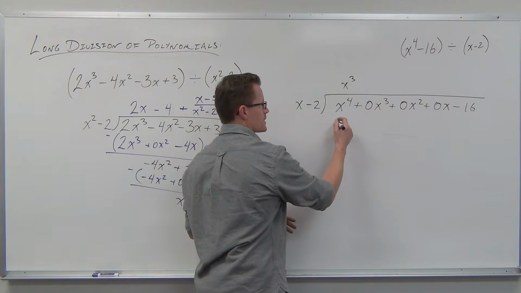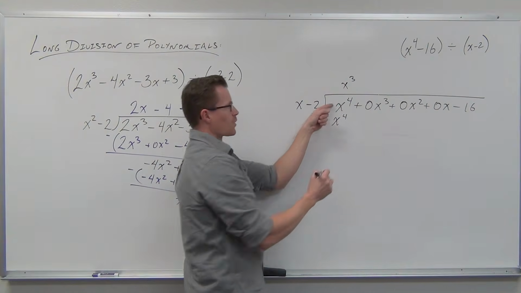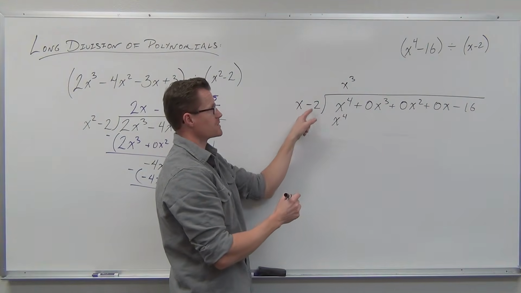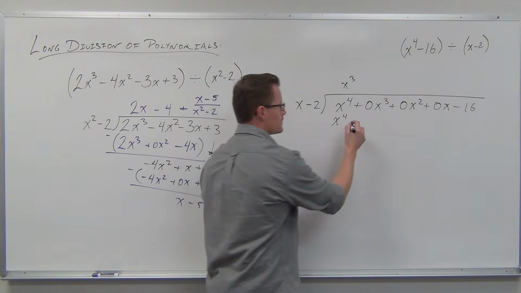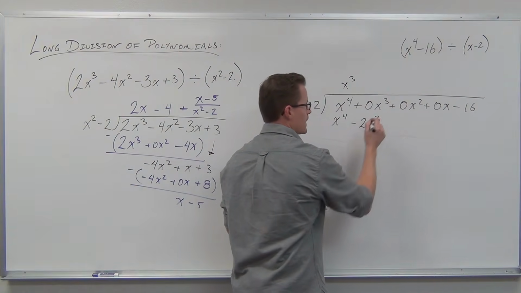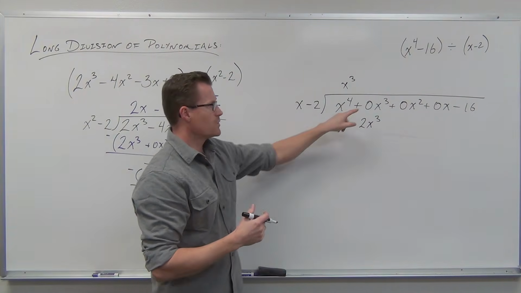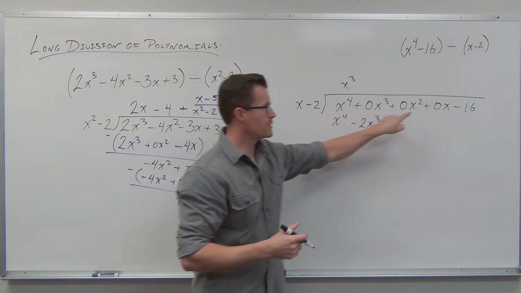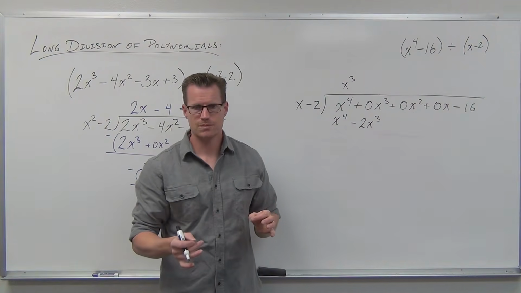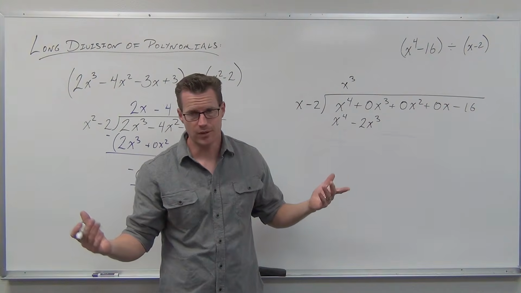So x to the third times x is x to the fourth. I'm checking my work, looks great. X to the third times negative 2 is negative 2x to the third. For the last time, imagine if you hadn't put that. That would now be under 16 and you'd be very confused. What do I do now? I don't know, we screwed it up.